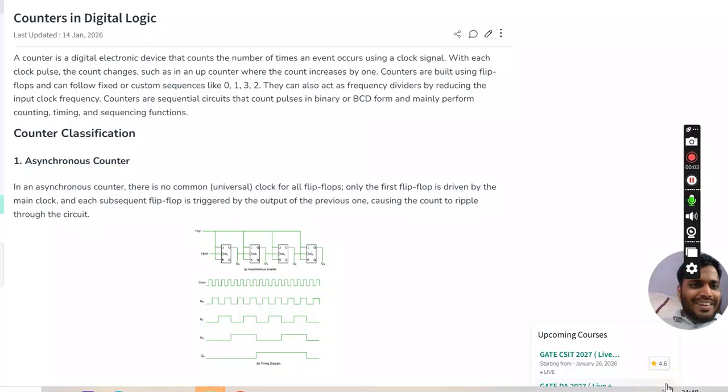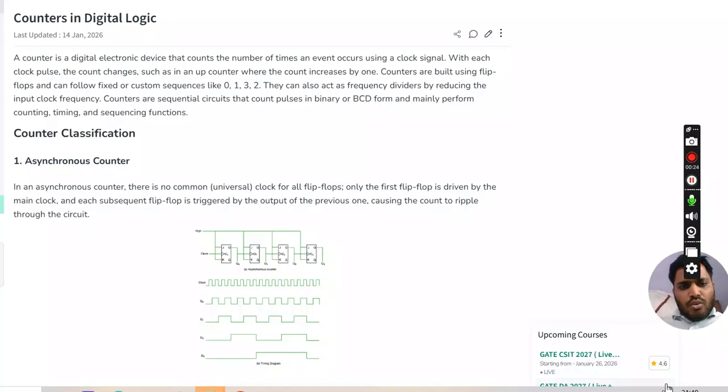Hey guys, welcome back. So in this video we will be learning about counters. What is a counter in digital logic? A counter is nothing but a digital electronic device. It counts the number of times that an event occurs using a clock signal. Here, with each clock pulse the count changes, such as in the up counter where the count increases by 1.